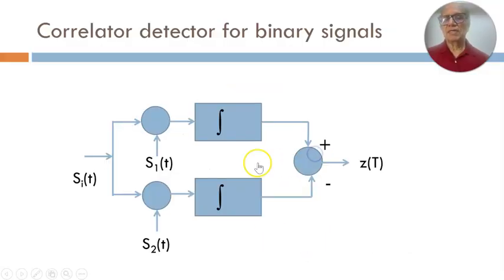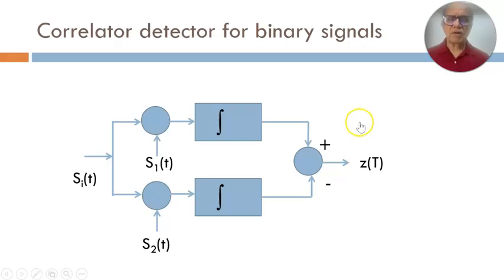So this will look like this. This is the received signal. It first goes through the top correlator where the reference signal is S1(t). The other one has a reference signal S2(t), integrated, and depending on whichever is larger, if the output of the upper arm is larger, you conclude that S1(t) was received, and if the output of the lower arm is higher, then you conclude otherwise. In other words, if Z(T) is positive, then you conclude that S1(t) was transmitted and hence received, and if it is negative, then you conclude that S2(t) was transmitted and hence received. That's how the circuit looks.